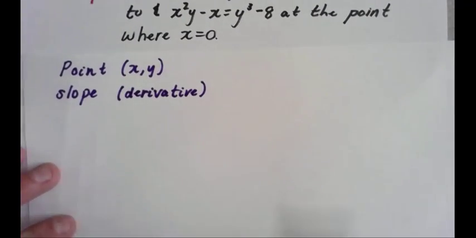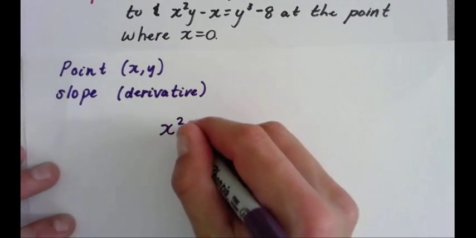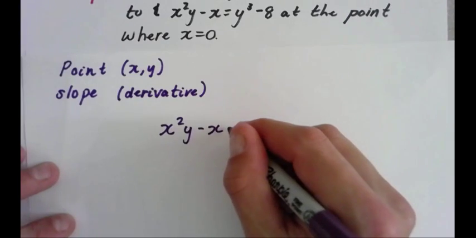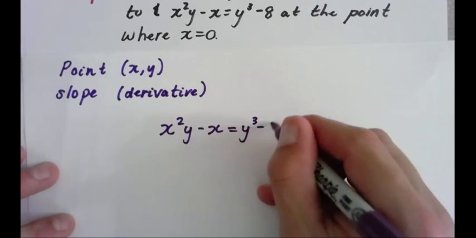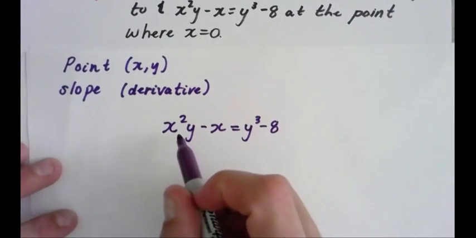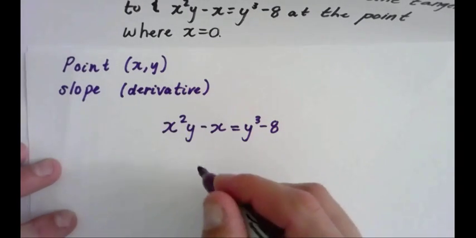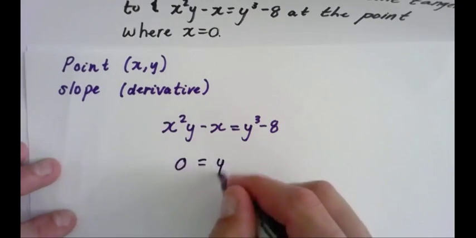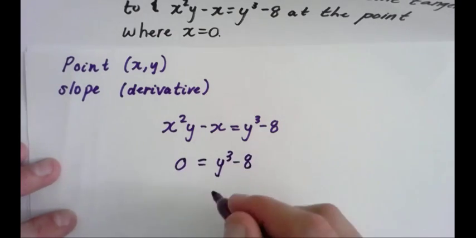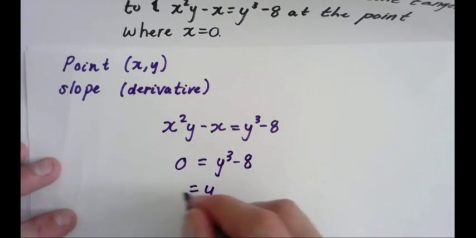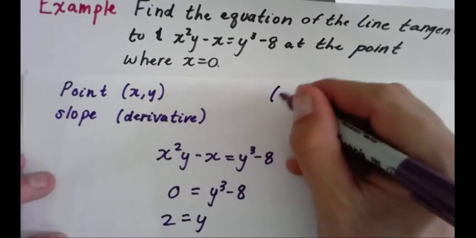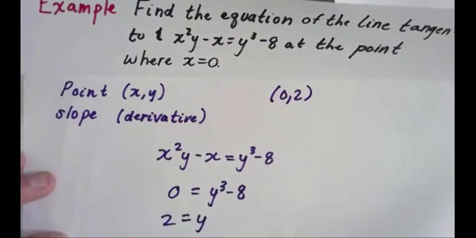What that means is, when I write my curve here, I know that x is 0. So when I have 0, this term is gone, the whole left side is 0. So I have 0 equals y cubed minus 8. When I solve for y here, I get y equals 2. So my ordered pair is 0, 2. That's my x and that's my y.